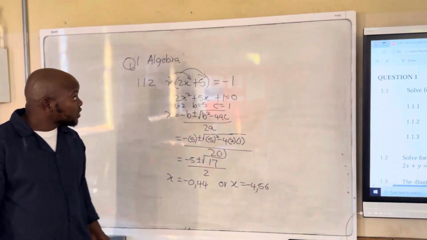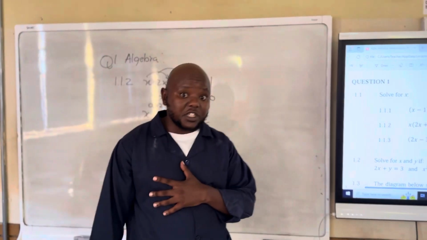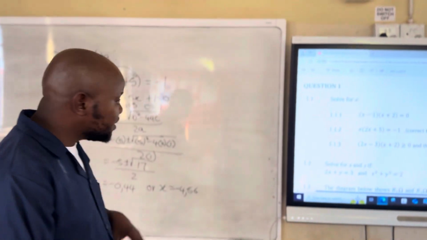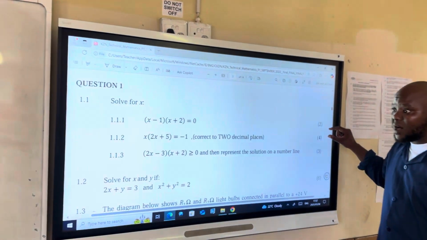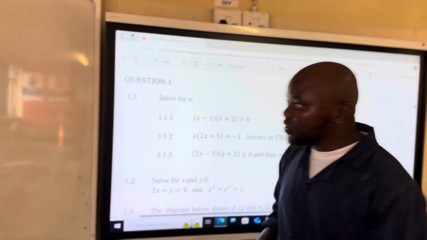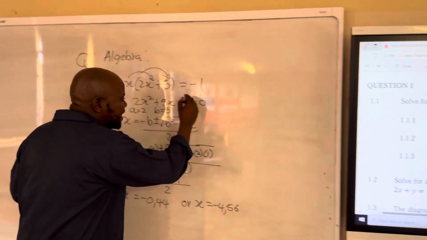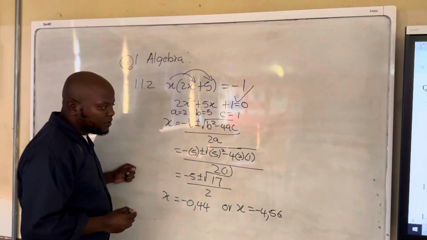Thank you very much. So now what are we going to do? Just move straight on. Let's check the mark allocation. The mark allocation is 4 marks. So let's mark that. The first mark is for taking this to a standard formula.